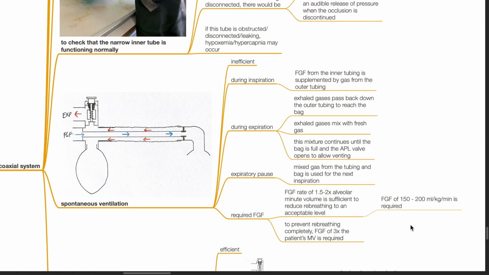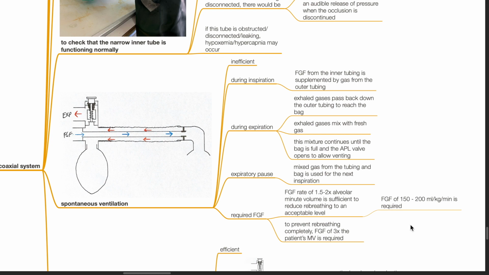Spontaneous ventilation. The Bain system is inefficient during spontaneous ventilation. During inspiration, fresh gas flow from the inner tubing is supplemented by gases from the outer tubing. During expiration, exhaled gases pass back down the outer tubing to reach the bag. Exhaled gases mix with fresh gas. This mixture continues until the bag is full and the APL valve opens to allow for venting. During the expiratory pause, mixed gas from the tubing and bag is used for the next inspiration.